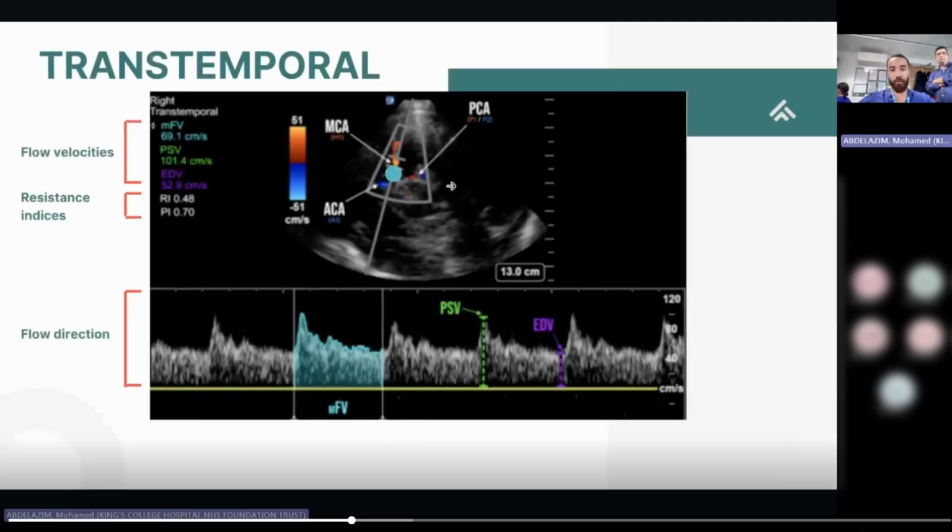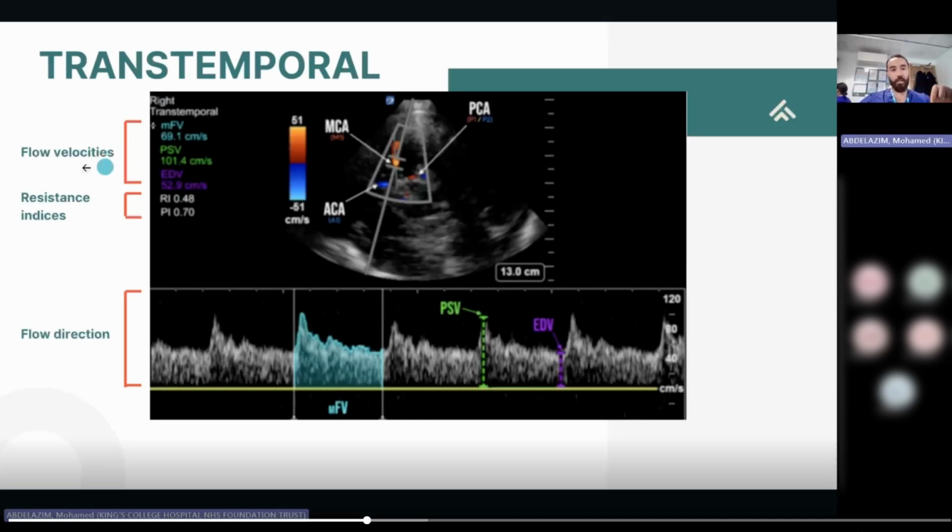Once you get your color Doppler and you're happy with the MCA appearance, you put your pulsed wave Doppler on it, and then you move your gate until you put it right on the middle cerebral artery, and then press the pulsed wave Doppler once again in order to get your beautiful waveform and the numbers that your machine can give you very automatically.